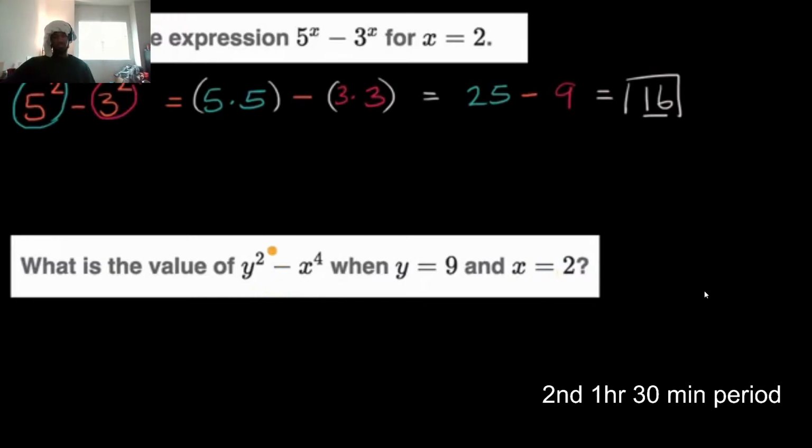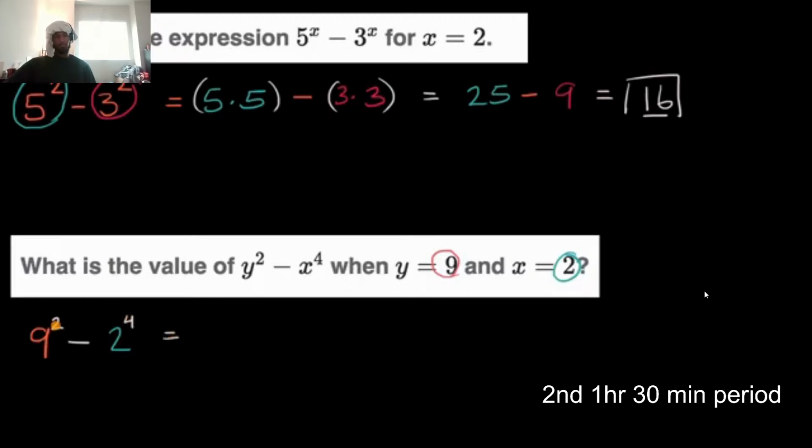All right, so here we have variables as the bases as opposed to being the exponents, and we have two different variables. But all we have to do is wherever we see a y, we substitute it with a 9, and wherever we see an x, we substitute it with a 2. So y squared is going to be the same thing as 9 squared minus x, which is 2 to the fourth power. Now what is this going to be equal to?